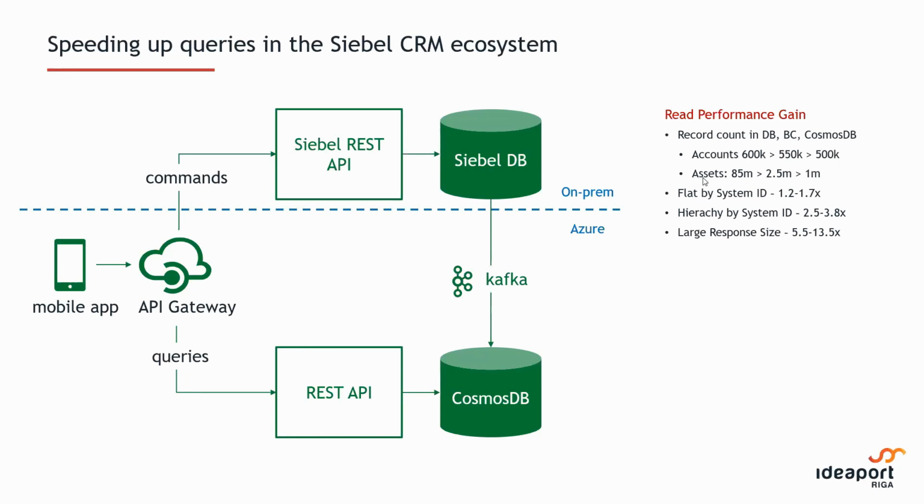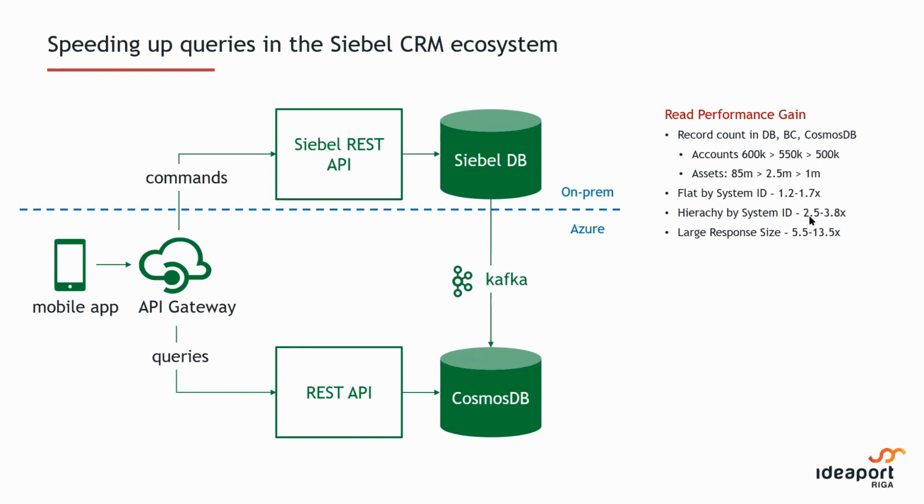With assets, it's about 85 million in the database, but at this moment we're getting only root assets, like headers, so we would have 2.5 million, and in Cosmos DB we would need to push 1 million. And then if we look at the improvement, if we do the read queries on the flat objects by ID, we're just getting maybe 20%, 70% improvement.